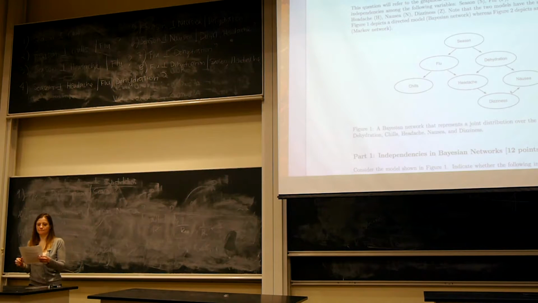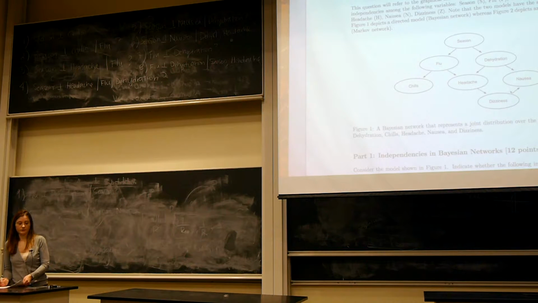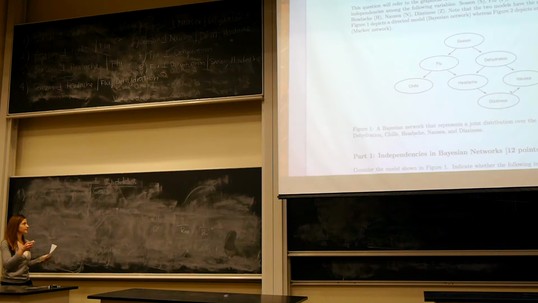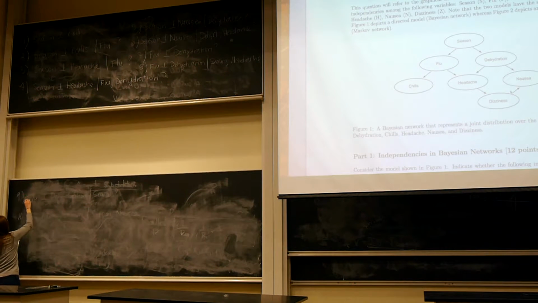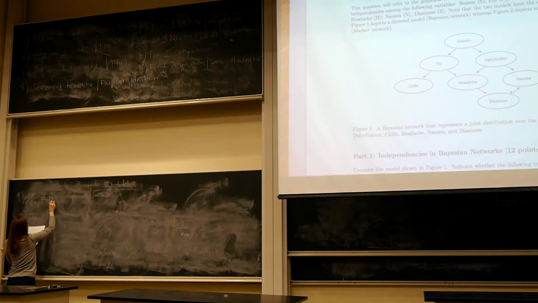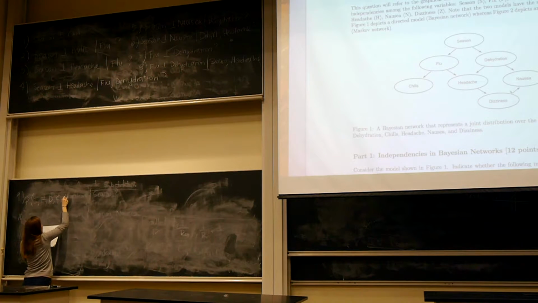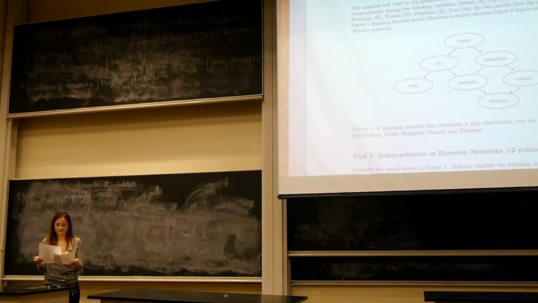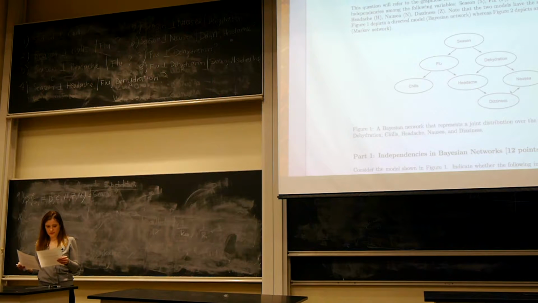Okay, so first of all, let's suppose we want to write the factorized form of the joint distribution, okay? So here I'm using, I think, Z to represent... so S is season, F is flu, D dehydration, C chills, and so on. The only one that's strange is Z represents dizziness because we have two Ds.